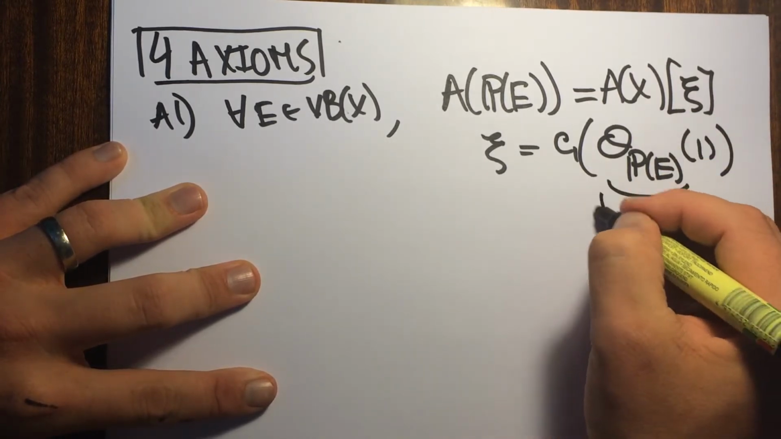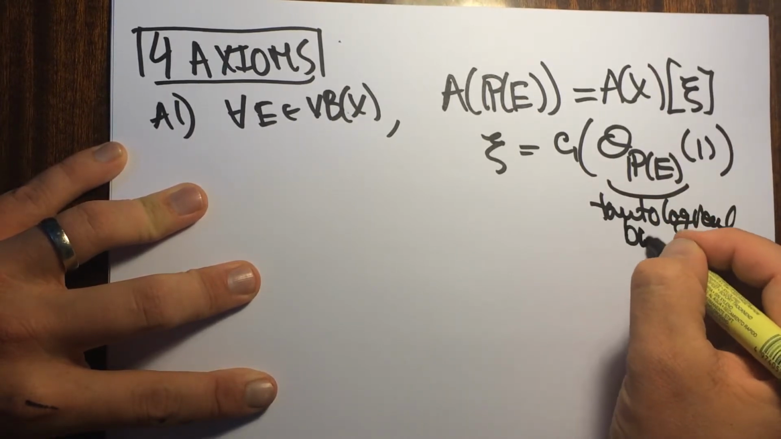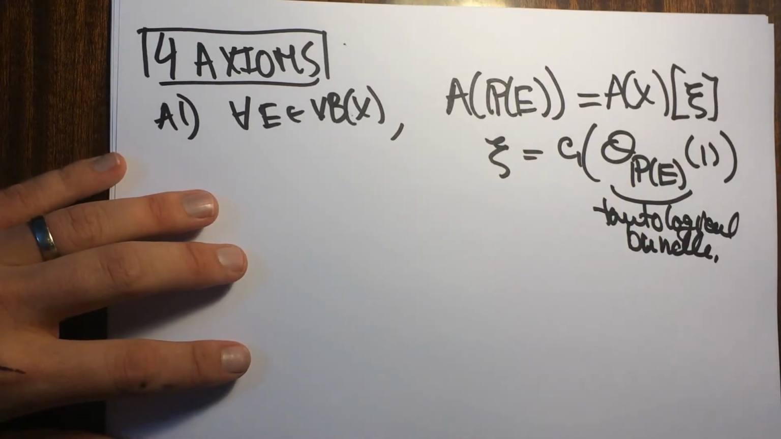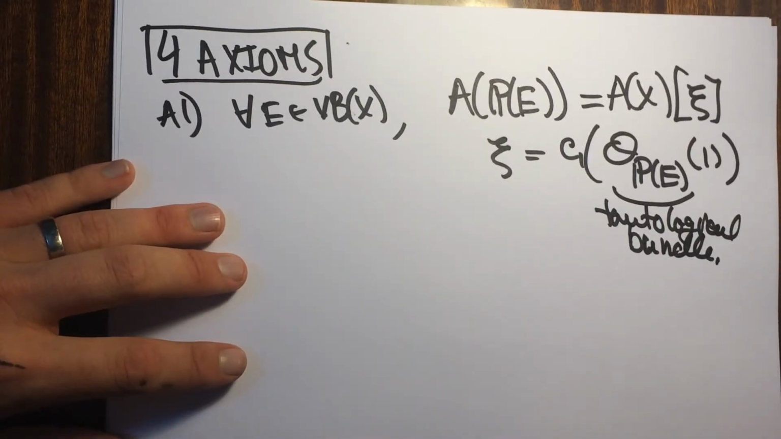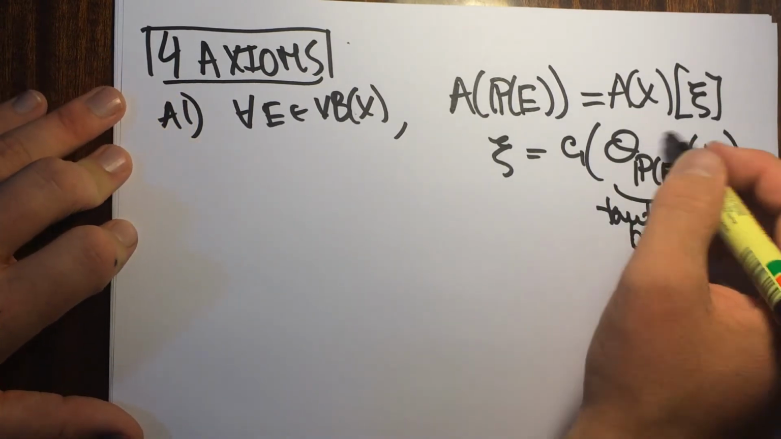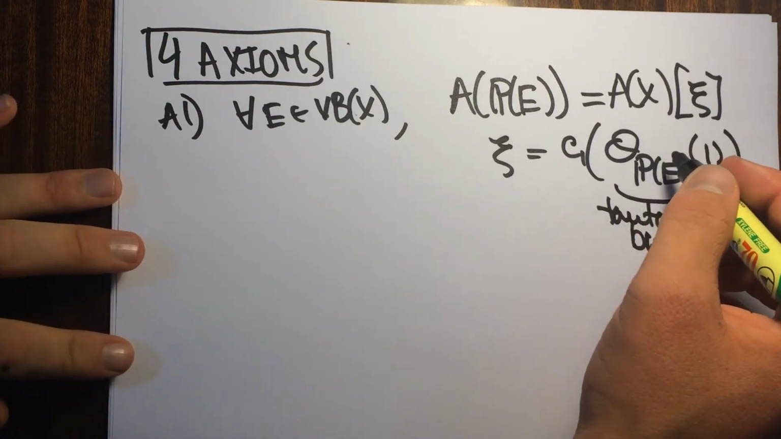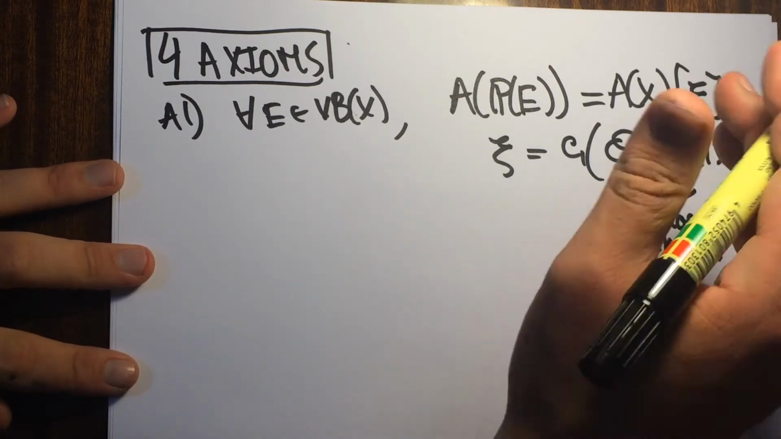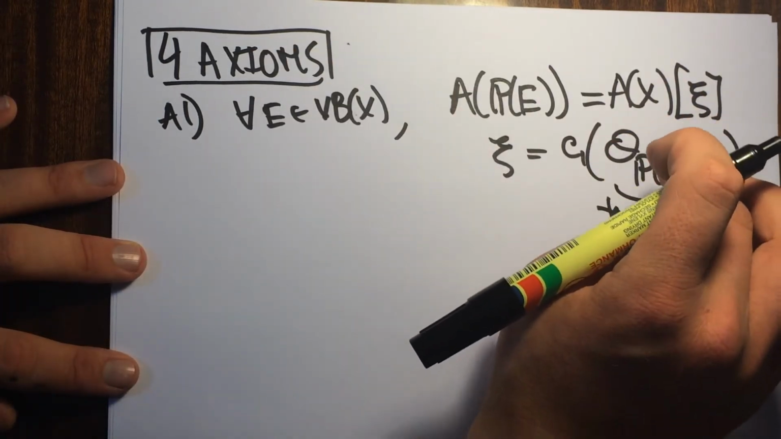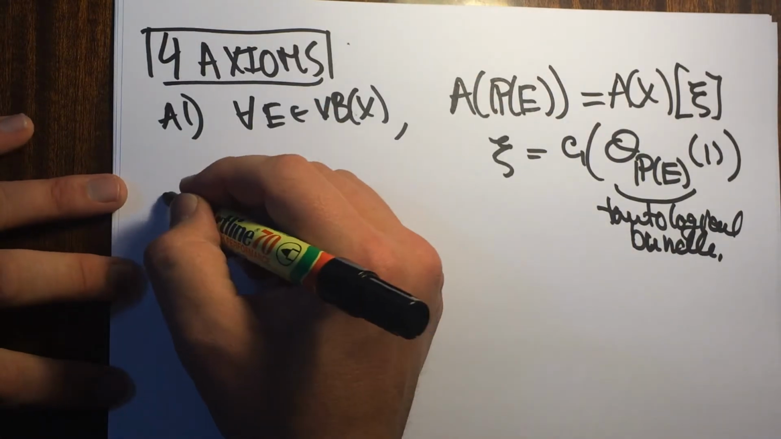So this is the tautological bundle. Okay, so this is the bundle associated to this projectivization here. So this guy here is the bundle such that when you push it forward, you get E. So note that here, pushing this forward gives you E, under the natural projection from P of E to X. Okay, so this is the first one.